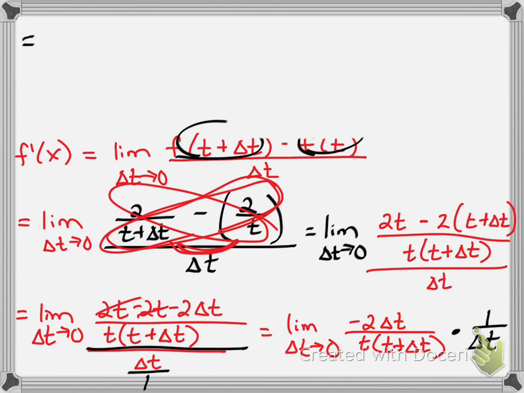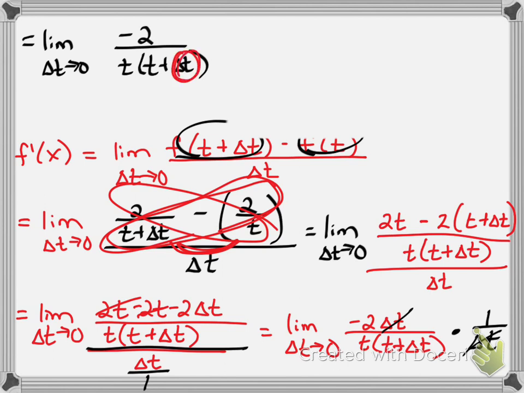So that's equal to the limit as delta t approaches 0 of, let's see, we can let these delta t's divide out. Negative 2 over t, parenthesis t plus delta t. As soon as something divided out, we're probably ready to direct substitute. So that's negative 2 over t times parenthesis t, negative 2 over t squared.